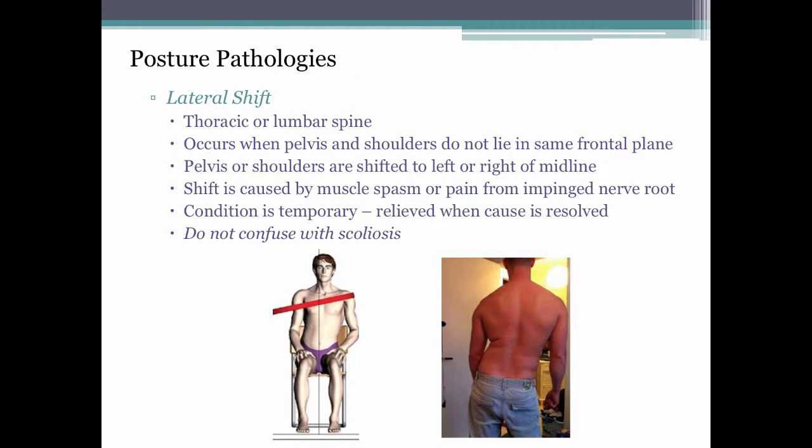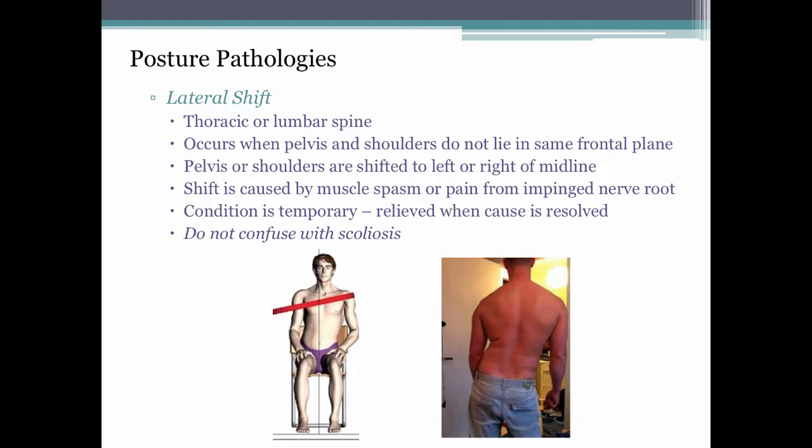So let's talk about a lateral shift. A lateral shift is not scoliosis. The guy to the right, you can see the C shape of his lumbar spine. This is not scoliosis. This is a temporary condition. And what happens is, due to muscle spasm or impinged nerve root, this person will lean away trying to shift weight off of that impinged nerve. Typically more of the impinged nerve root rather than the muscle spasm.